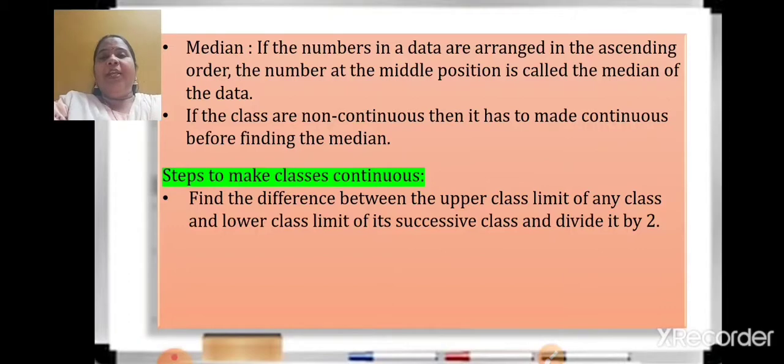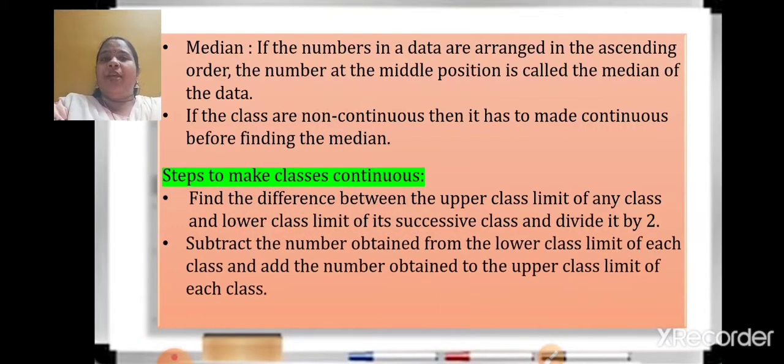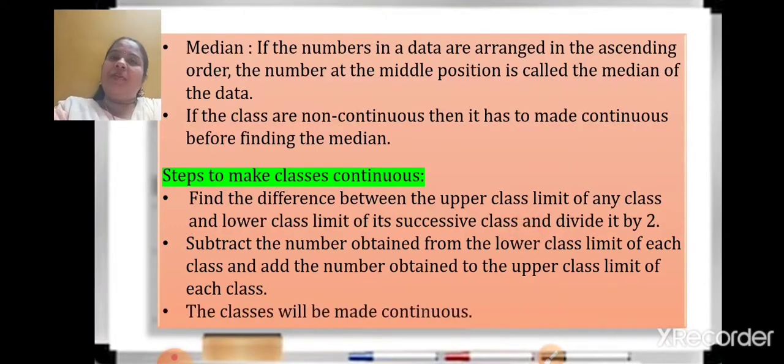By dividing, whatever number you get, subtract that number from the lower class limit of each class and add the number to the upper class limit of each class. Do not worry, it is not difficult. I'll explain these steps again with the help of an example. And the last step is, by following these 2 steps, the classes will be made continuous. Now let us understand these 3 steps with the help of an example.